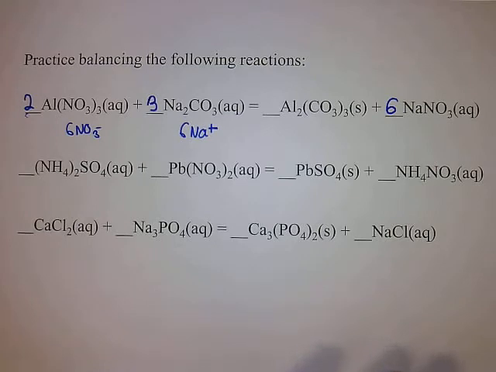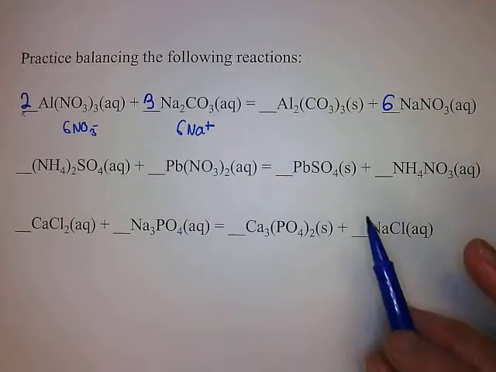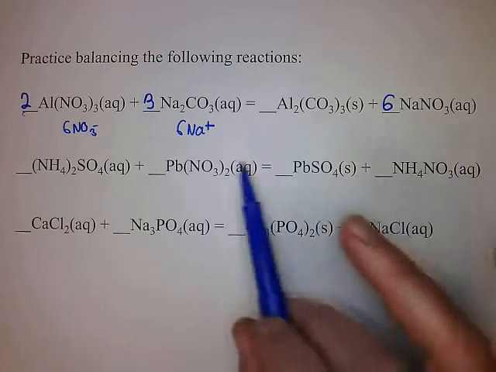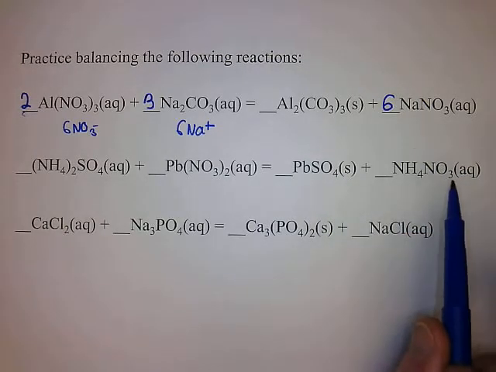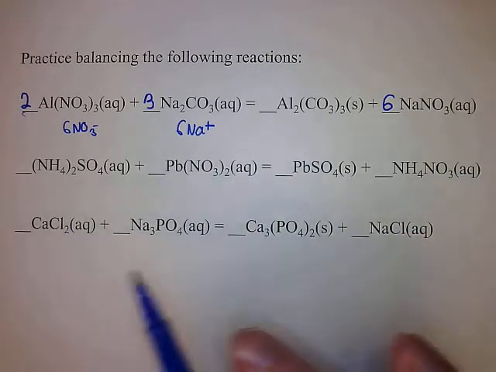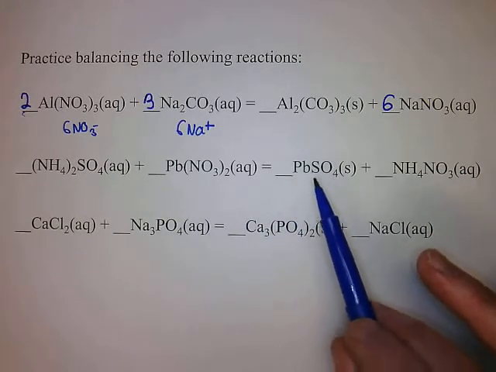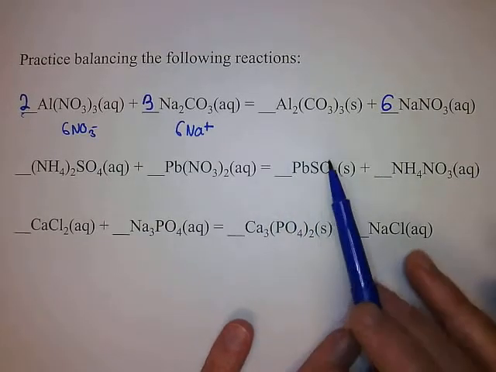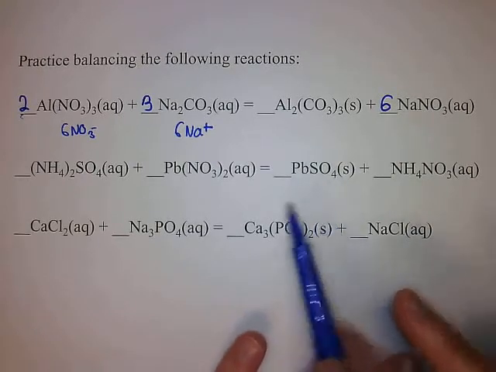Second reaction, ammonium sulfate reacts with lead nitrate, and that's going to give us lead sulfate plus ammonium nitrate. Now, the lead sulfate's not soluble. That's our precipitate. Obviously, ammonium nitrate is soluble. So this ought to be easy. Let's see, lead sulfate. There's only 1 lead ion and 1 sulfate in lead sulfate.